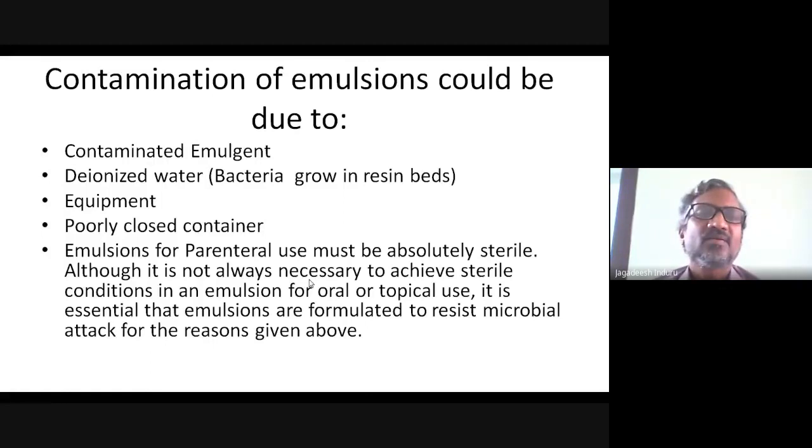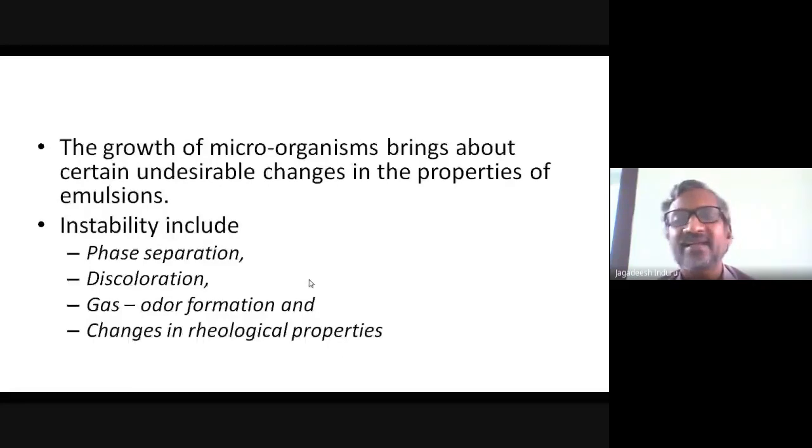The growth of microorganisms brings about certain undesirable changes, so the properties of the emulsion get affected. The signs of instability include phase separation, which is the first thing we observe because the emulgent is getting spoiled. So the phases will be separated. You will get one water phase and one oil phase separated.